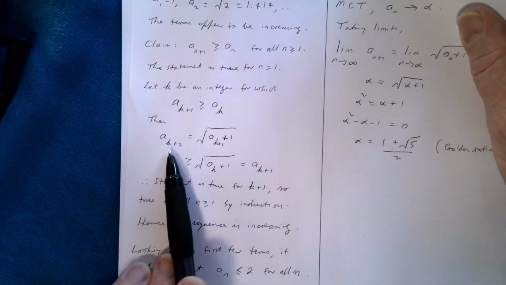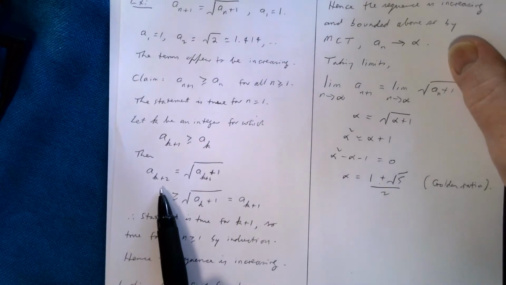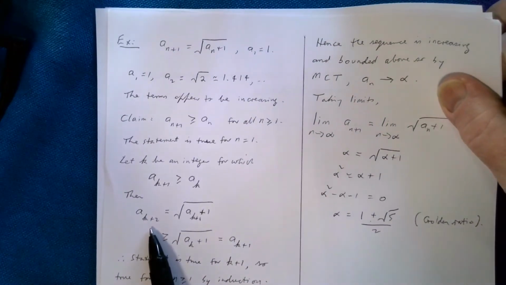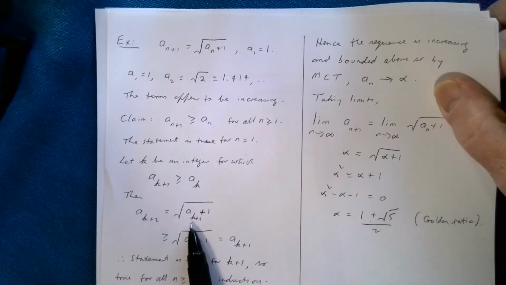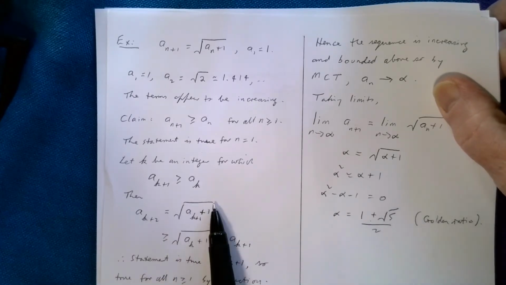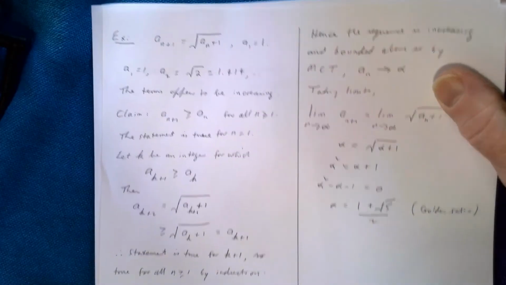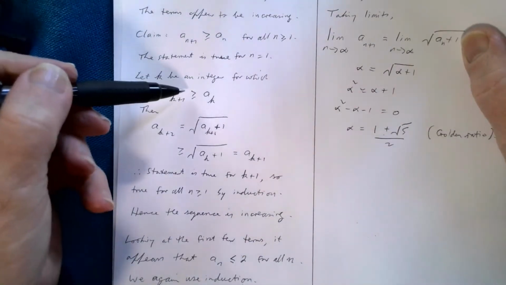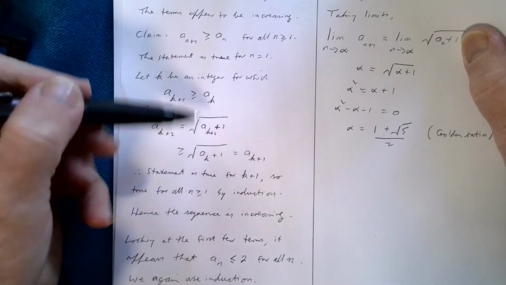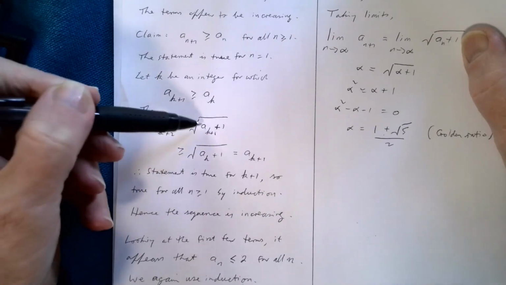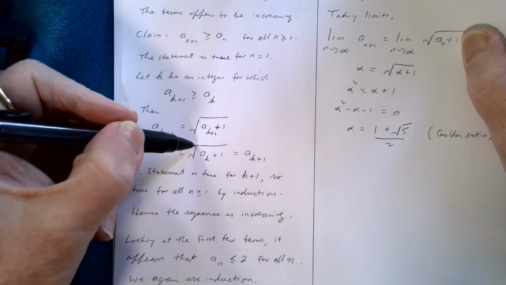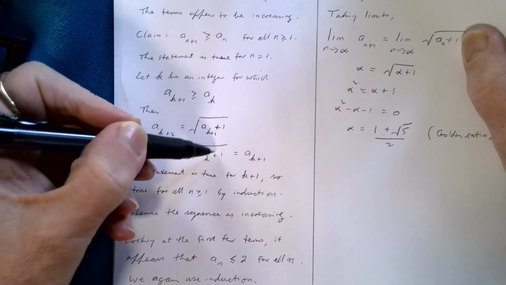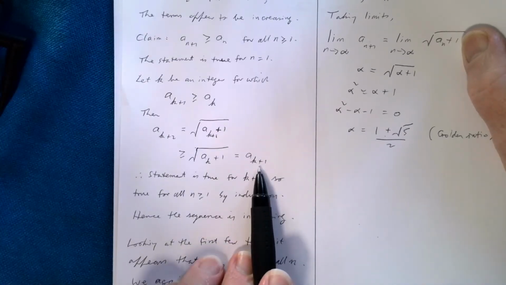So I look at a_{k+2}, and I go back to the definition. Remember, the recurrence was: to get any new number, you take the previous number, add 1, push the square root button. That was what the recurrence was. Now I use the fact that a_{k+1} is bigger or equal to a_k, so I can put a bigger or equal sign and replace that with a_k. And I use the recurrence again, because if you take any term plus 1, push the square root button, you get the next term in line, which is a_{k+1}.